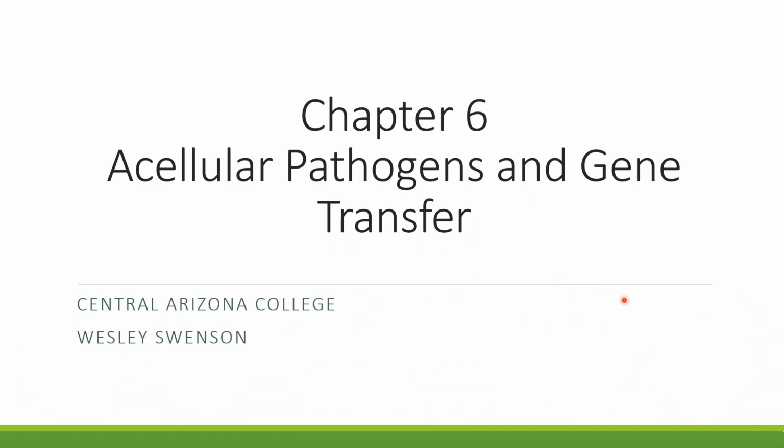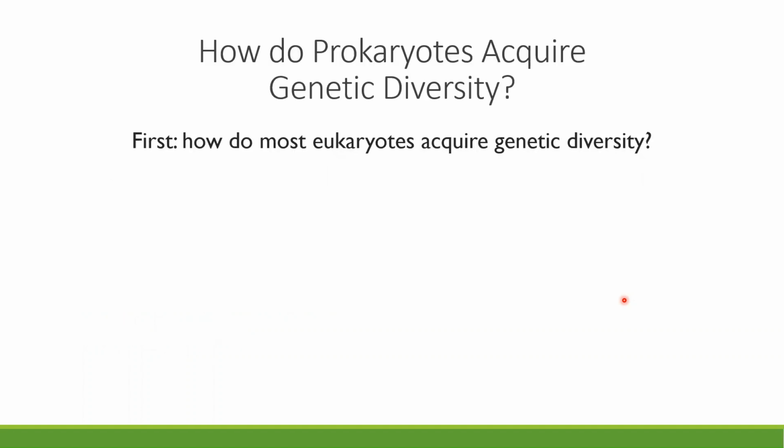All right, now I said that we are going to cover acellular pathogens, and then we were going to loop back and finish a little bit more about microbial genetics. And that little bit more that I wanted to discuss was gene transfer. So, prokaryotes are just like eukaryotes. They need to make sure that they're acquiring genetic diversity so that they can evolve and adapt to new environmental conditions. And genetic diversity can occur in a couple of different ways.